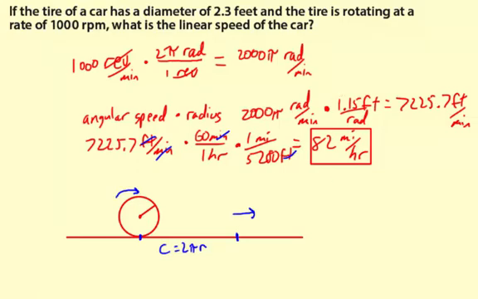So let's review the process. First thing we did is we found the angular speed. And then we multiplied angular speed times the radius to get the linear speed, and that was over here in feet per minute. Then we converted feet per minute using unit analysis into miles per hour. So our car in this case was going about 82 miles per hour. And once again, one of the key ideas here is that the linear speed of the tire where it meets the road is the same as the linear speed of the car.